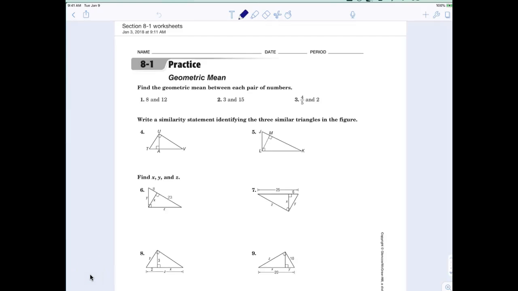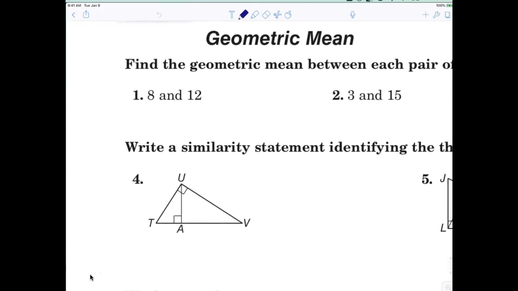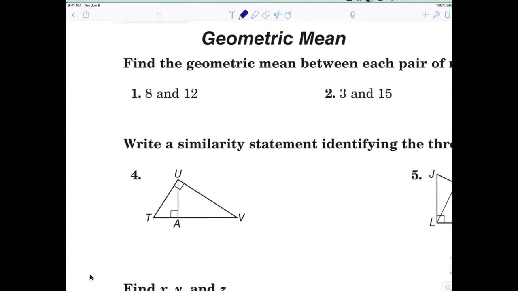I'm never going to really ask you about the geometric mean, and I'm not even going to talk to you about the geometric mean. They say let's find the geometric mean. But what I want you to understand is that the geometric mean between two numbers is you just take the square root of the product. So it would just be 8 times 12.